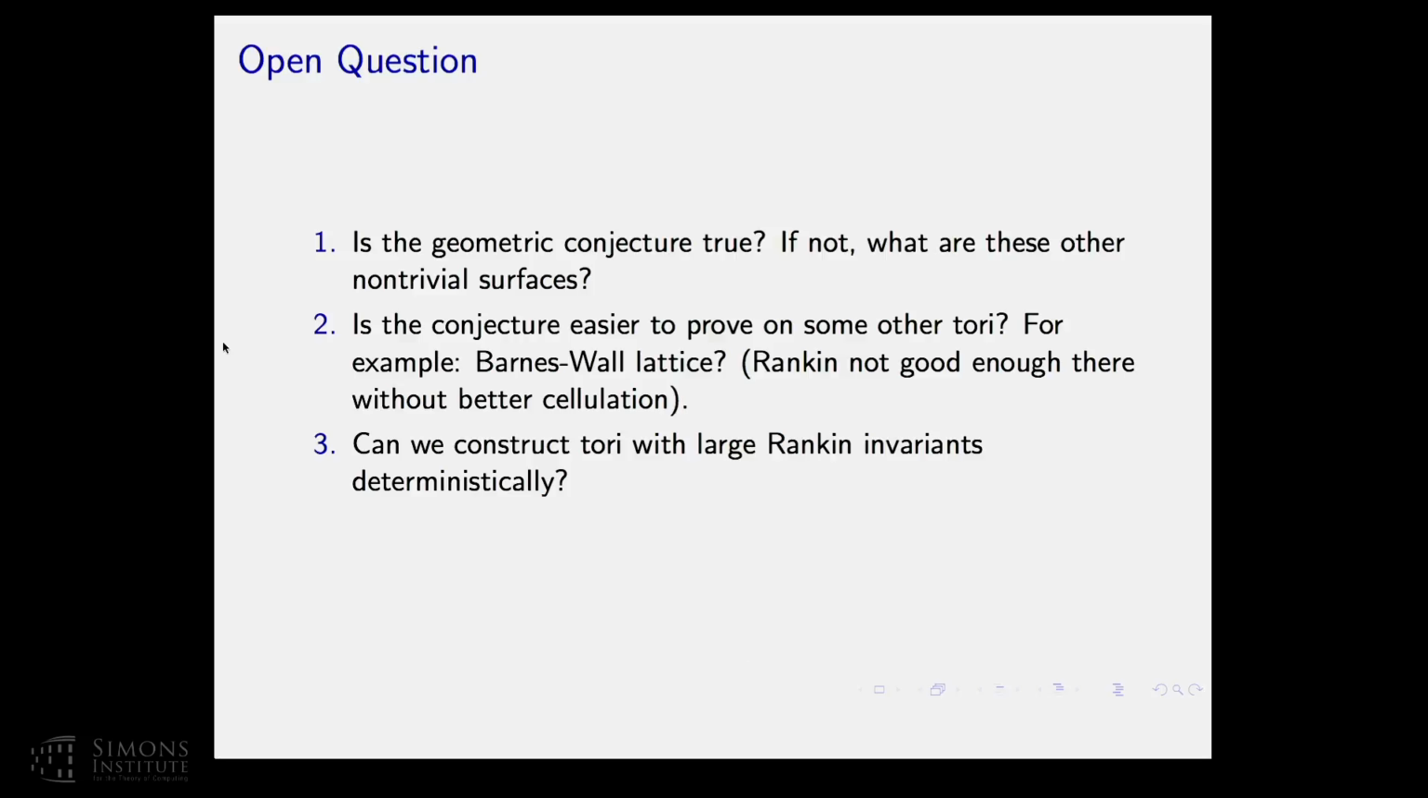So open questions. The obvious open question is, is the geometric conjecture true? If not, what are these crazy surfaces in high dimension that violate it? Would the conjecture be easier to prove not on these particular random tori, but on some other tori? For example, if you took a Barnes-Wall lattice or some other lattice with nicer properties, it turns out that its Rankine invariant is not good enough to actually give a non-trivial bound unless you find a better cellulation. But perhaps on some other tori like that, it might be easier to prove. And also, can you construct large Rankine invariant tori in a deterministic way? So, thanks.